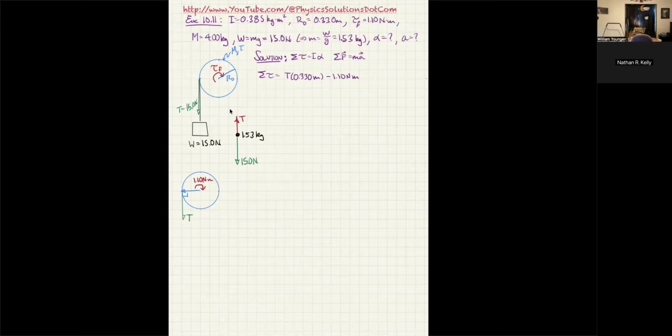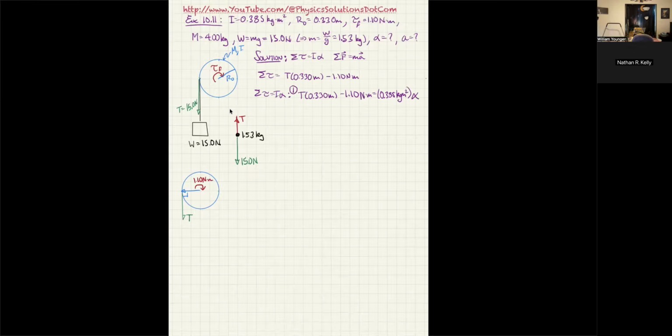Now, the whole equation is the summation of the torques is equal to I times alpha. So now we can say T times 0.330 meters minus 1.10 Newton meters is equal to I, which we found out was 0.385 kilograms meters squared. And then all of that is times alpha, which is one of the quantities we're trying to solve for. I'm going to go ahead and call that equation 1.